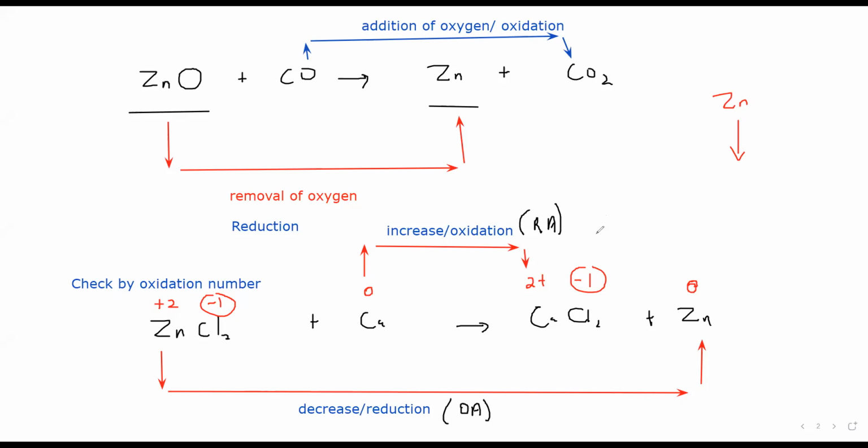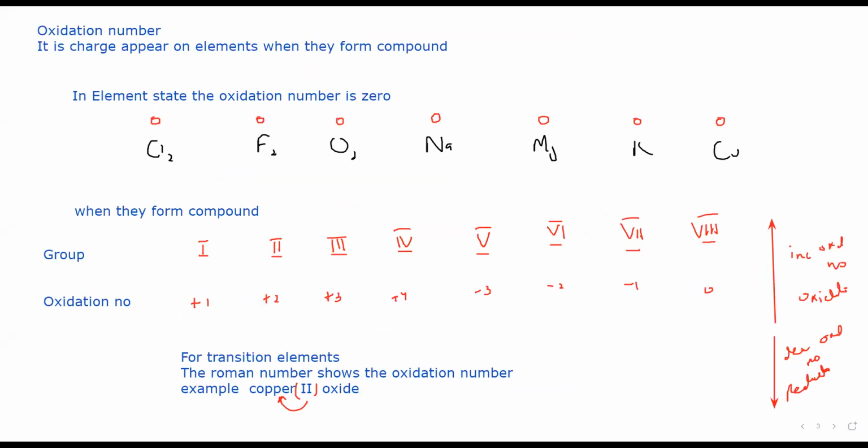So basically the substance for which oxidation happens is a reducing agent, meaning it helps in reduction for others. It is oxidized by itself but helps in reduction for the other. And the substance for which reduction happens is an oxidizing agent, which helps in oxidation for other substance. Is this concept of oxidation and reduction clear?